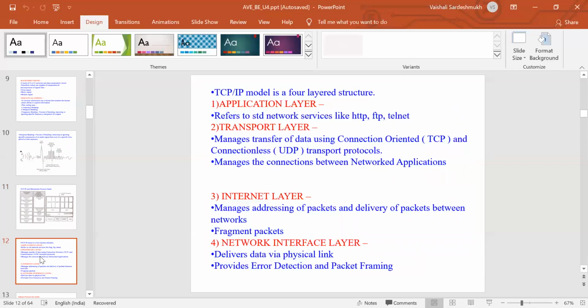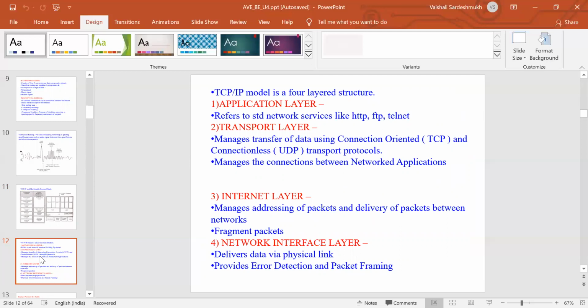The TCP/IP model is of a 4-layer structure. Application layer refers to standard networks like HTTP, FTP, and Telnet. Transport layer manages transfer of data using connection oriented, that is TCP, and connectionless, that is UDP, transfer protocols. Internet layer manages addressing of the packets and delivery of the packets between the networks. And the network interface layer delivers data via the physical link.